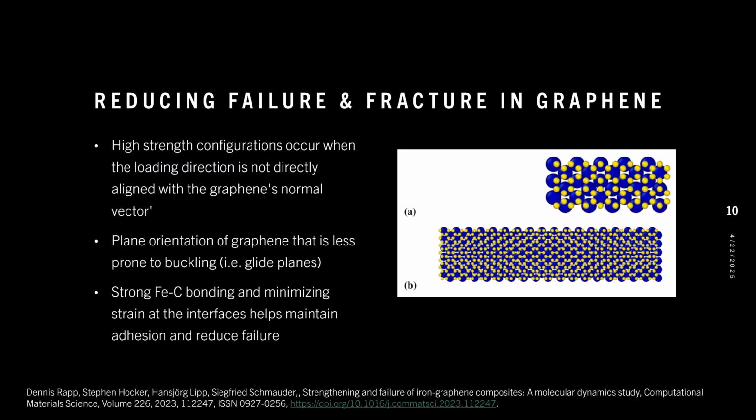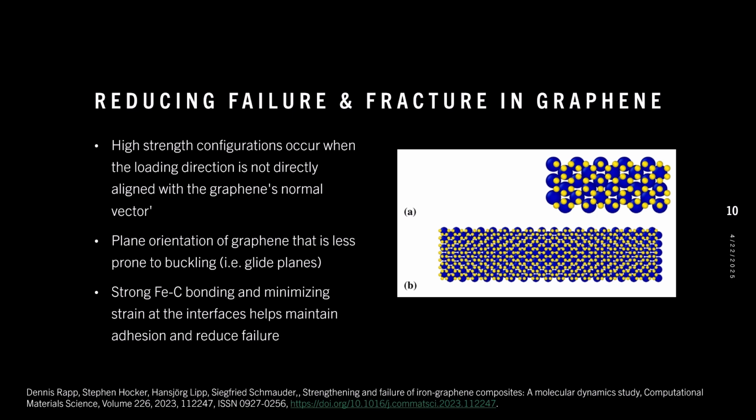To reduce failure in graphene, we look at how loading, orientation, and bonding affect its structural integrity. First, higher strength configurations occur when the applied load isn't perfectly aligned with the graphene's normal vector. That misalignment can actually help the material handle more stress before failing. Second, choosing plane orientations that are less prone to buckling, such as glide planes, can significantly improve stability under stress. This is especially useful in layered or composite structures.